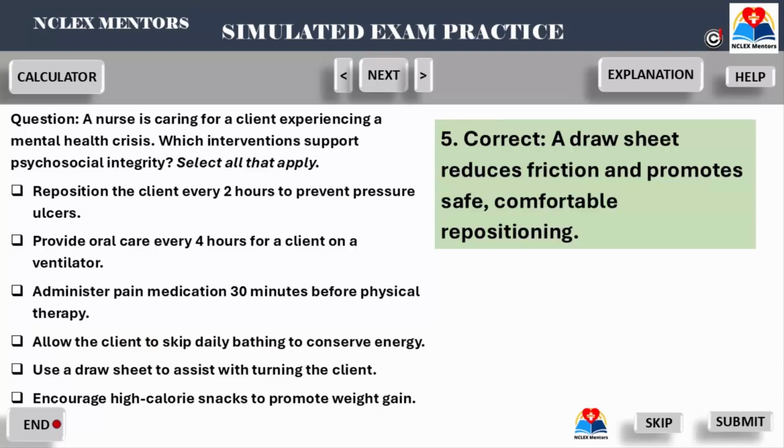Option 5. Use a draw sheet to assist with turning the client. Yes, again. A draw sheet not only makes it safer for the nurse, but also reduces friction and shear on the client's skin, making repositioning more comfortable and protecting skin integrity.